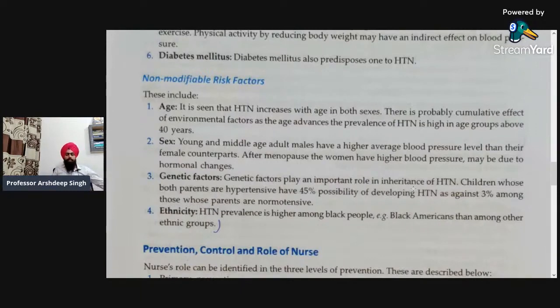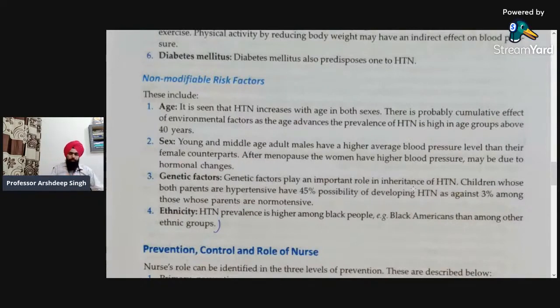Next, the second one is sex or gender. In young and middle-aged adults, males have a higher blood pressure level than their female counterparts. After menopause, women have higher blood pressure, maybe due to hormonal changes. So before menopause, if we compare males and females on the scenario of hypertension, we can see according to survey reports or evidence that males are more prone to hypertension as compared to females, but after menopause females are also at risk of having hypertension.